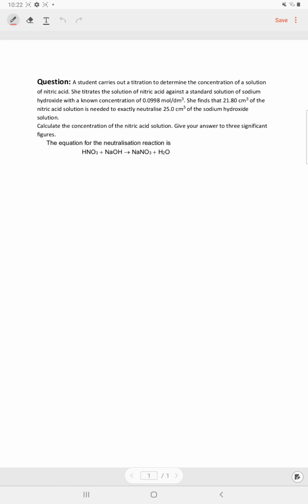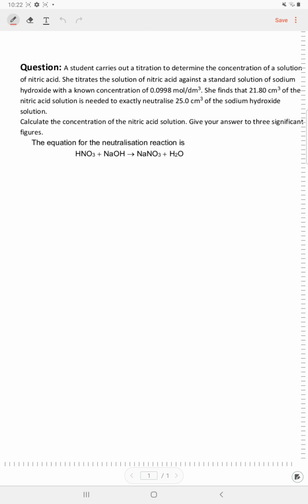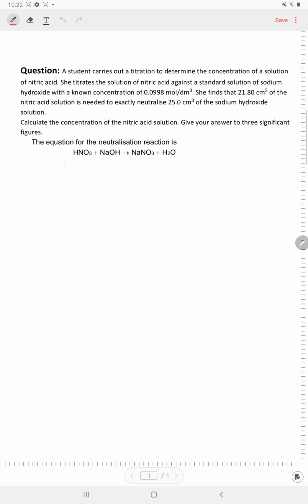Okay, so a quick titration here. The first thing I would always encourage you to do is to annotate your equation. So we need to know the number of moles, concentration, and volume, NCV. So that's for the nitric acid, and for the sodium hydroxide we can do the same, NCV.